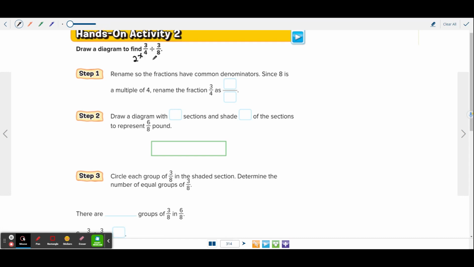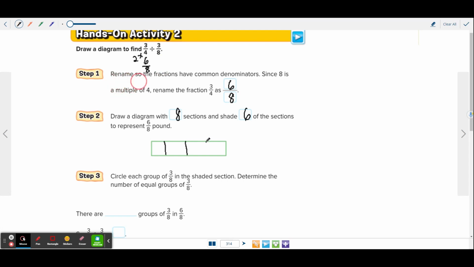So we want to rename that fraction as 6/8. Now they both have 8. So we're going to rename it 6/8. Now draw a diagram with 8 sections. That's what our denominator is, 8 sections. And we want to shade in 6 of them to represent 6/8 of a pound.